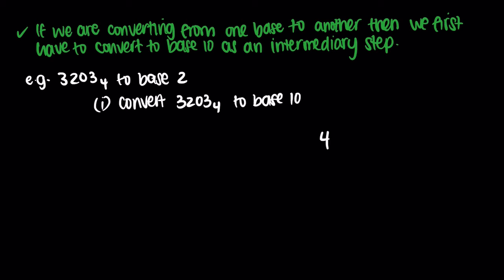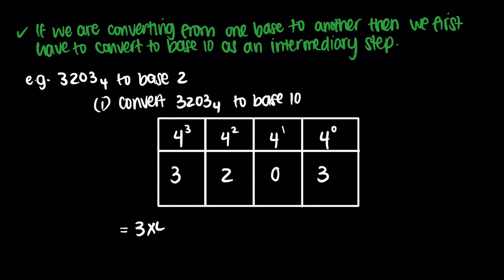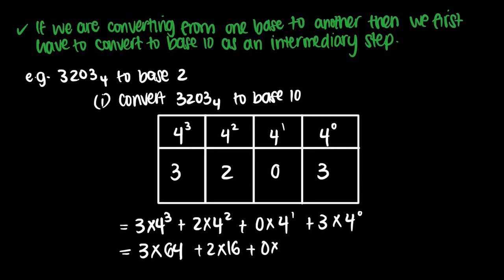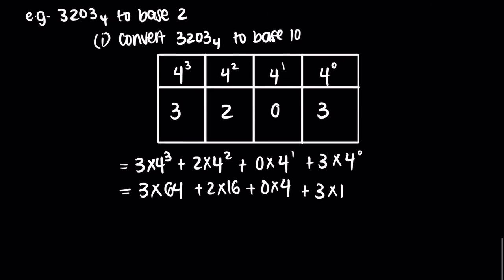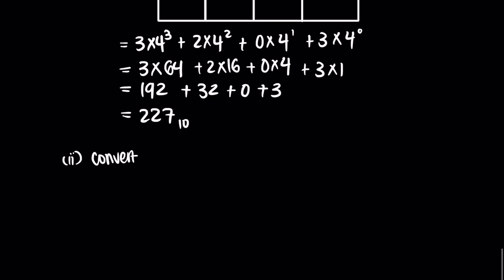And at this point, this should be elementary stuff. We write the place values, 4 to the 0 power, 4 to the first power, 4 to the second power, and 4 to the third power, and place our respective digits. So we get 3 multiplied by 4 to the third power, plus 2 multiplied by 4 to the second power, plus 0 multiplied by 4 to the first power, plus 3 multiplied by 4 to the 0 power, which is 3 multiplied by 64, plus 2 multiplied by 16, plus 0 multiplied by 4, plus 3 multiplied by 1. And this leaves us with the sum of 192, 32, 0, and 3, which is 227 in base 10, of course. Next is to convert 227 to base 2.